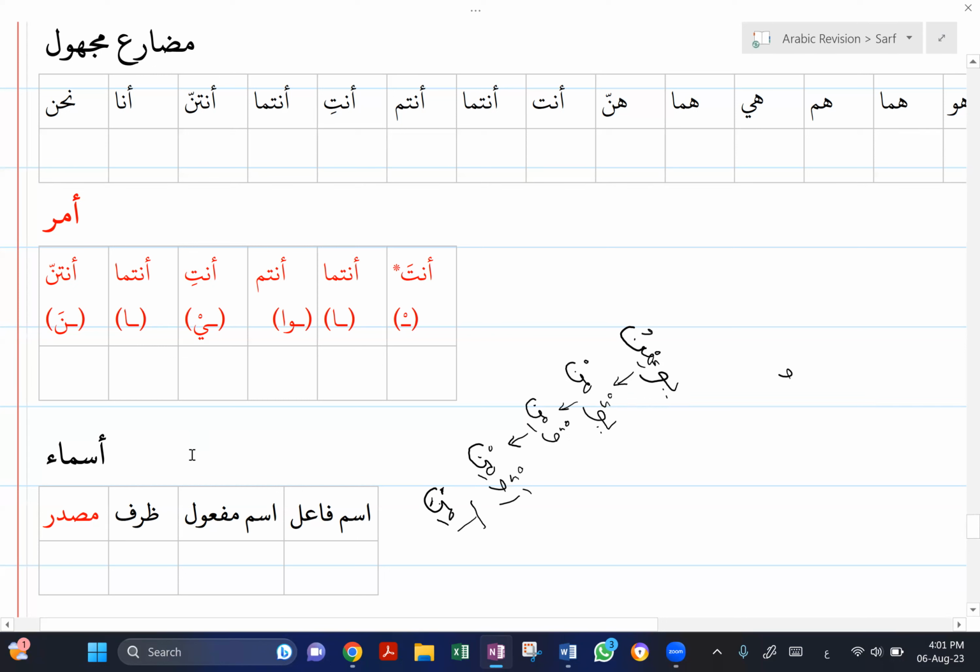So the ism file is amana yu'minu imanan fahuwa mu'minun. Ism file is mu'minun. Ism maf'ul is mu'manun. Zarf is mu'manun. And masdar is imanan. Yeah, that's basically it. So you see in the masdar, we smoothed it out also. That's why I color coded it here. So the rest is just fine.